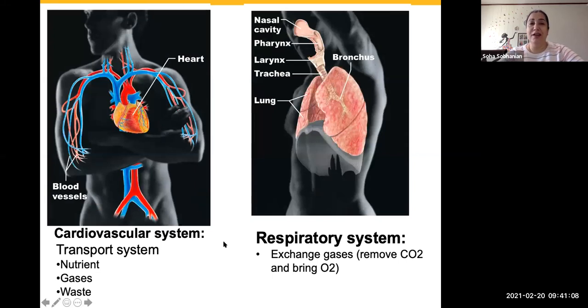Cardiovascular system, we already kind of briefly went over this. It's basically made up of your heart and the blood vessels, which are typically depicted as red and blue arteries and veins. Their main goal is to act as your transport system. They transport nutrients, like glucose, which is a big one, your protein, amino acids, and then you also have gases.